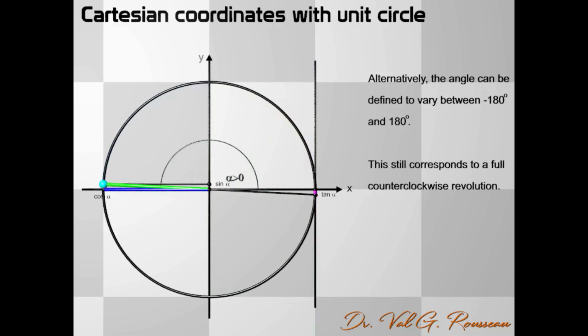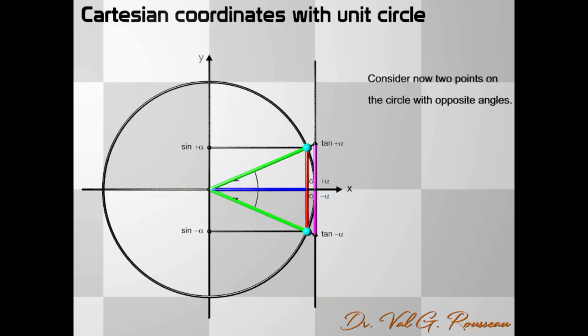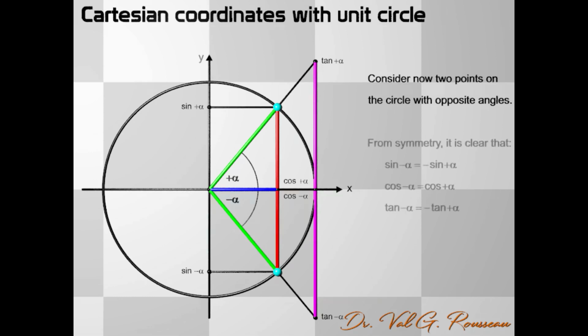Using this convention, we can now easily analyze the parity of the trigonometric functions by considering 2 points on the circle that correspond to two angles with opposite values. The symmetry of the figure reveals that the two opposite angles have the same cosine while they have opposite sines and tangents. It follows that sine and tangent are odd functions while cosine is an even function.